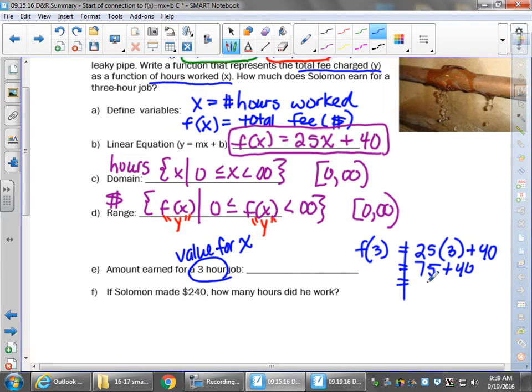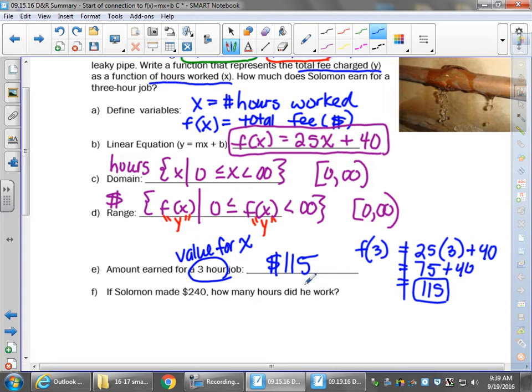How much? I'll give you a chance. I want to see those calculators going. 75, or in your head, 75. 115? $115 for 3 hours. Not bad.